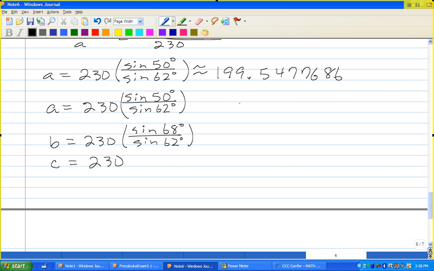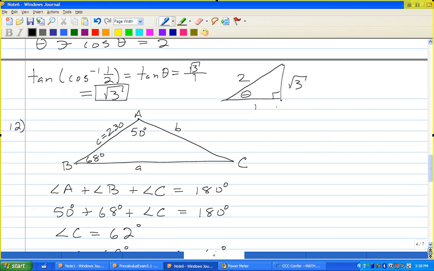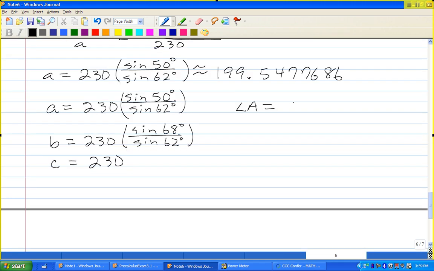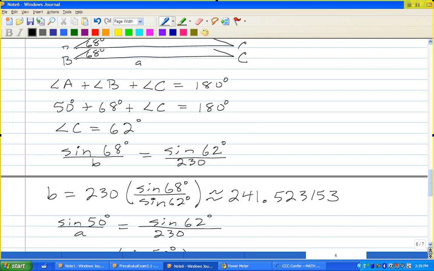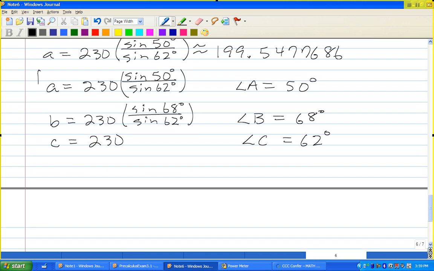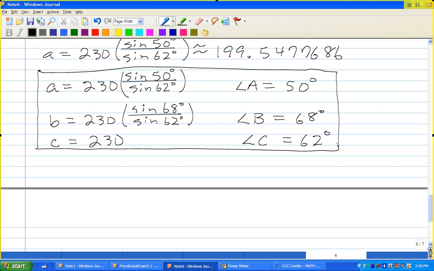Then I have angle A has a measure of 50. Angle B, 68. Angle C, 62. And let me just check if I'm correct. 50, 68, and then 62. Yeah. Okay, so that is my triangle. Okay.